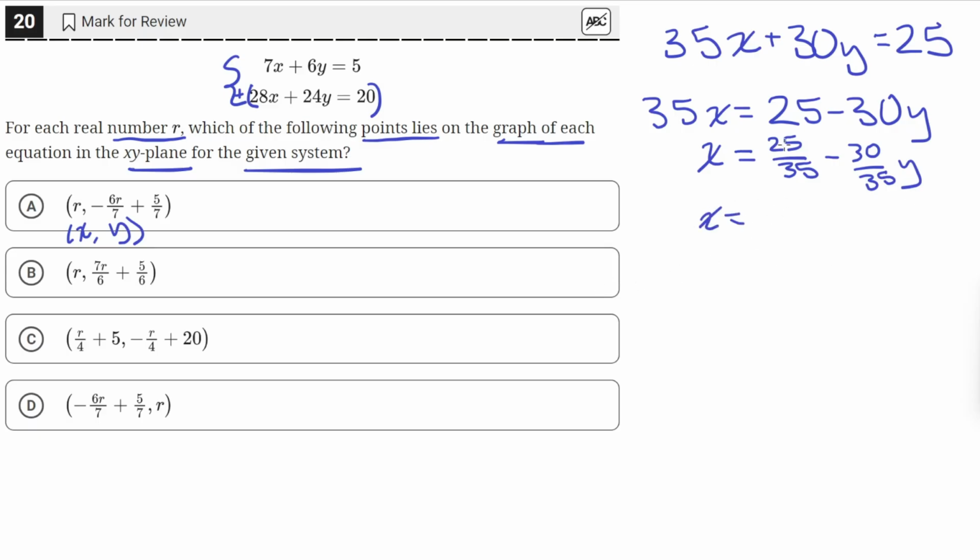So we can simplify these fractions. They're all multiples of 5. So 25 over 35, if we divide both by 5, that's just equal to 5 over 7. And then 30 over 35, if we divide both by 5, we'll get 6 over 7y. So x is equal to 5 over 7 minus 6 over 7y. And in these 2 points here for a and b, the x value is r. So let's plug in r. So we'll get r equals 5 over 7 minus 6 over 7y.